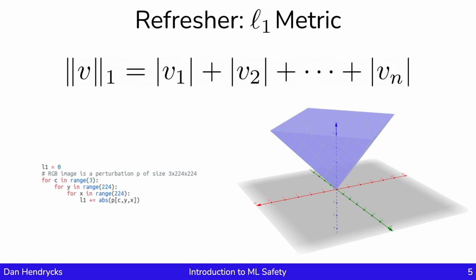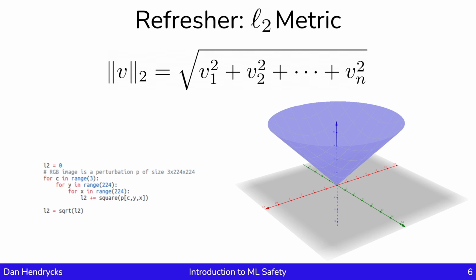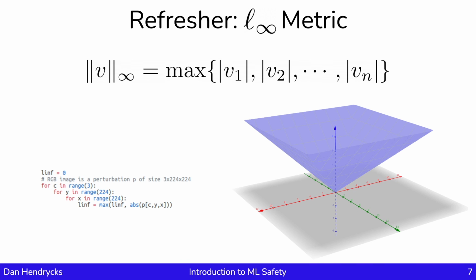Before jumping into some of the technical expressions and formulas involved with adversarial robustness, let's have a brief refresher about what an LP norm is. The L1 norm is the sum of the absolute values of the dimensions of a vector. The L2 norm of a vector is the sum of the squares of the dimensions of the vector, and then you take the root of that. The L infinity norm is the maximum of the absolute values of the dimensions of the vector.